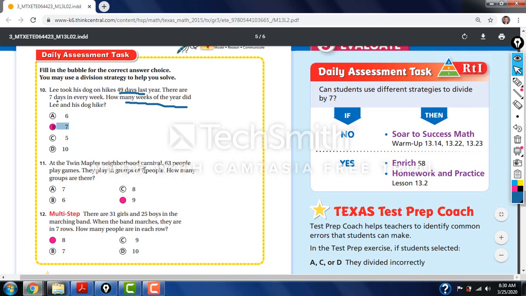Next question, at the Twin Maples neighborhood carnival, 63 people play games. They play in groups of 7. So there's your division sentence. 63 divided by 7 equals 9.